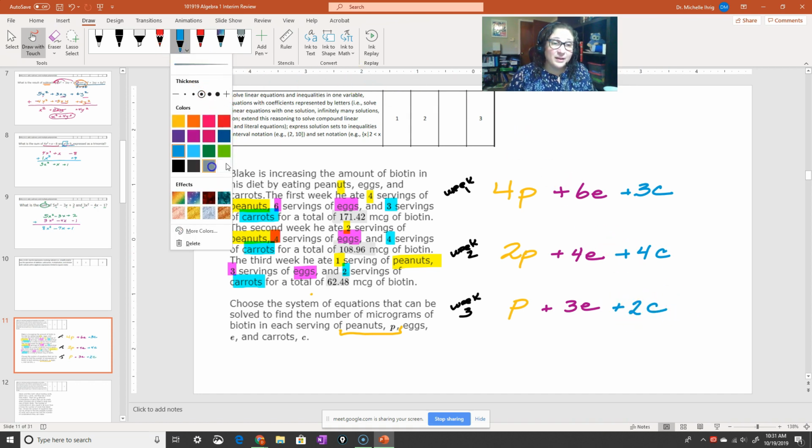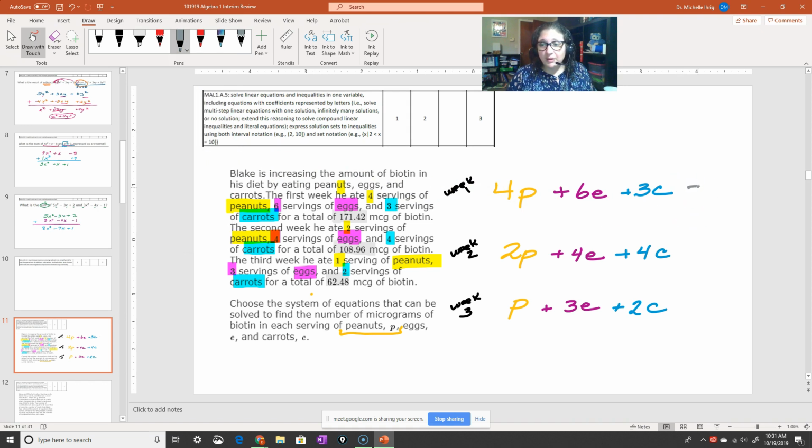And all of that equals the first week, 171.42. Let me write that again because I'm going to post the answers. Micrograms, the second week, it equaled 108.96 micrograms, and the final week it equaled 62.48. And that's the whole problem.